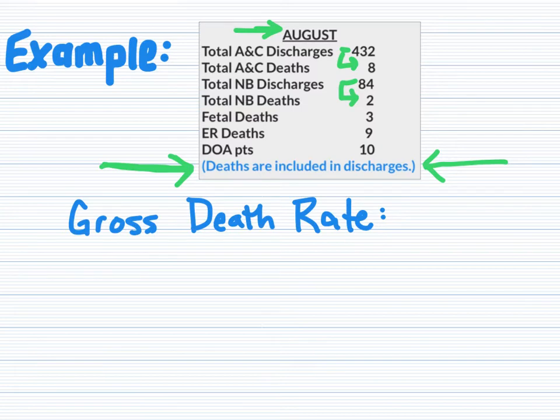So first, let's take a big picture view. Let's remember what's not included when we're calculating a gross death rate. We know from our textbook and from the previous slide that fetal deaths, ER deaths, and DOA patients have never been admitted, they've never become inpatients, so they're not included in our calculation. It's important to make that distinction and know what to include in your calculation and what not to include. So these numbers we can disregard. They're not going to play into our calculation.